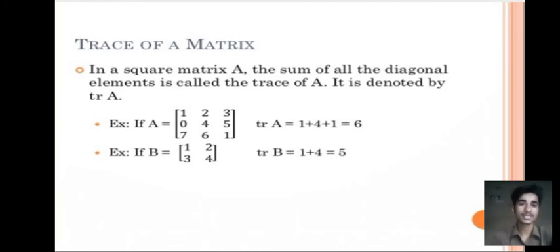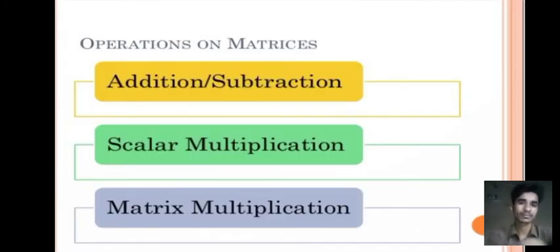Trace of a matrix. In a square matrix A, the sum of all the diagonal elements is called the trace of A. It is denoted by tr(A). For example, tr(A) equals 1 plus 4 plus 1, which is equal to 6. For matrix B, tr(B) equals 1 plus 4, which equals 5.